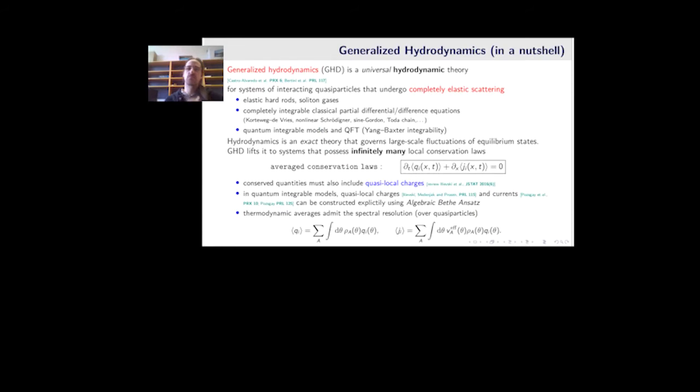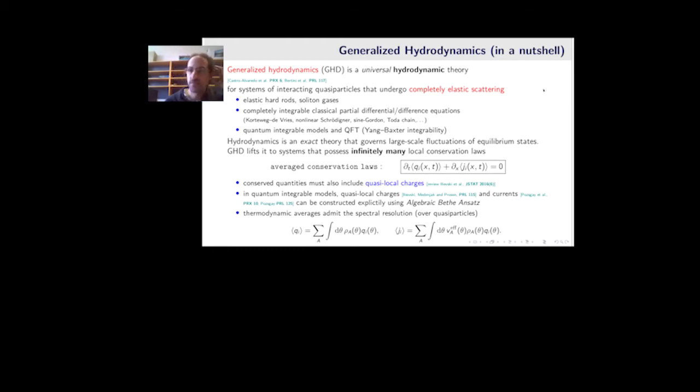Okay, so that was for the introduction. So now the question at this stage was how to explain this phenomenon. At that time, this framework of generalized hydrodynamics already existed, but it was still in its infancy, let me say. And then the name of the game was to explain this phenomenon within this framework.